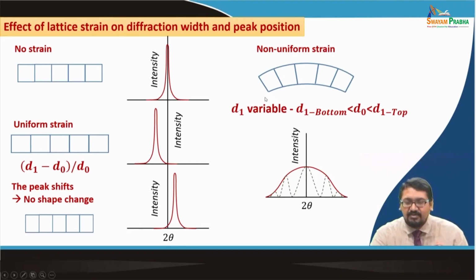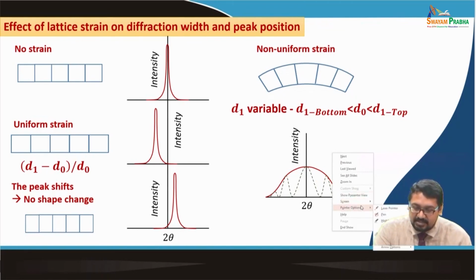So, if we look into this figure, we see that d is basically a variable, right. d1 at the bottom is less than the actual d0 without strain. Where d is increased, that is at the top, the peak shift occurs towards the negative direction, towards the lower side, and you see the peak shifting this side. And when d is decreased at the bottom, the peak is shifting towards this side, right.